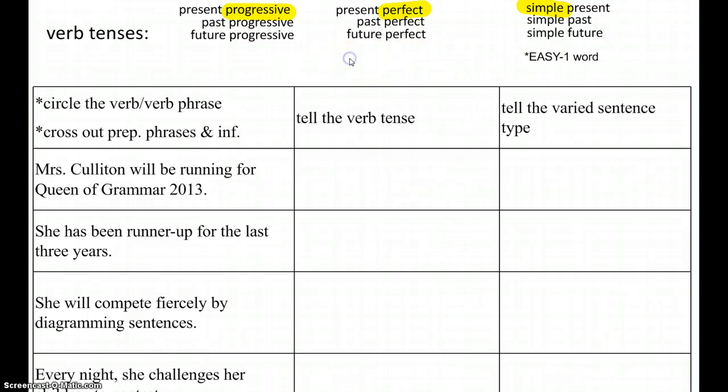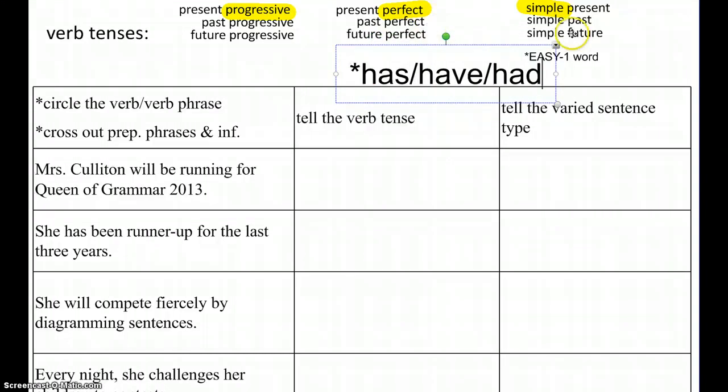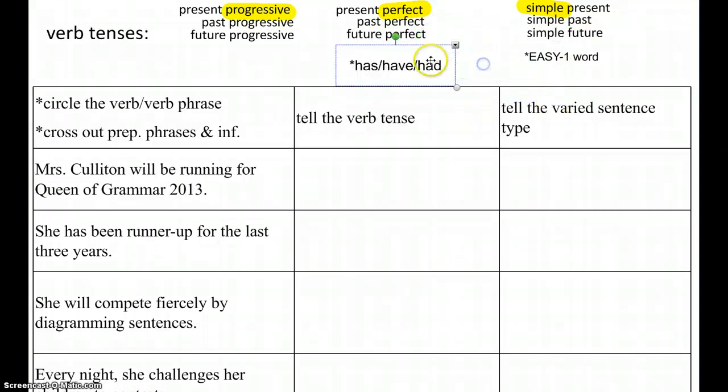Perfect tenses have a helping verb, and that helping verb is a form of has. So has, have, had, and we have a suffix ending that goes with the regular forms of the verb, and that is ed. Now, we can't always rely on that because we have a lot of irregular verbs, which makes the English language so much fun to learn. So this is just a good rule of thumb, but it doesn't always happen. But you will always see the helping verb has, have, had in front.